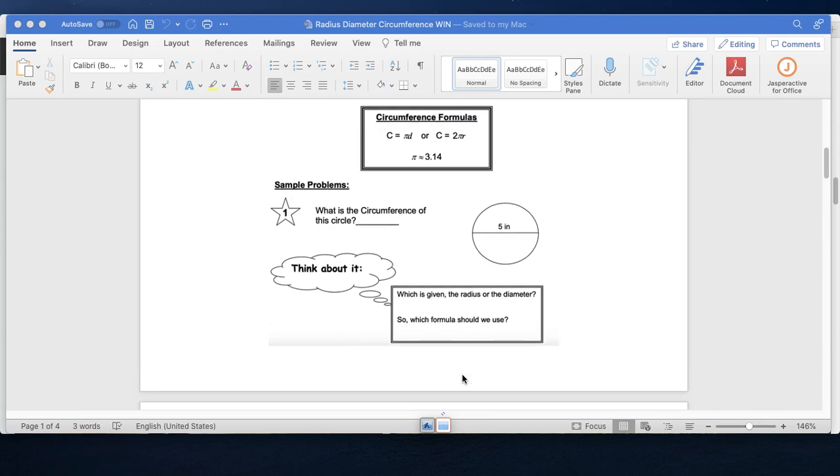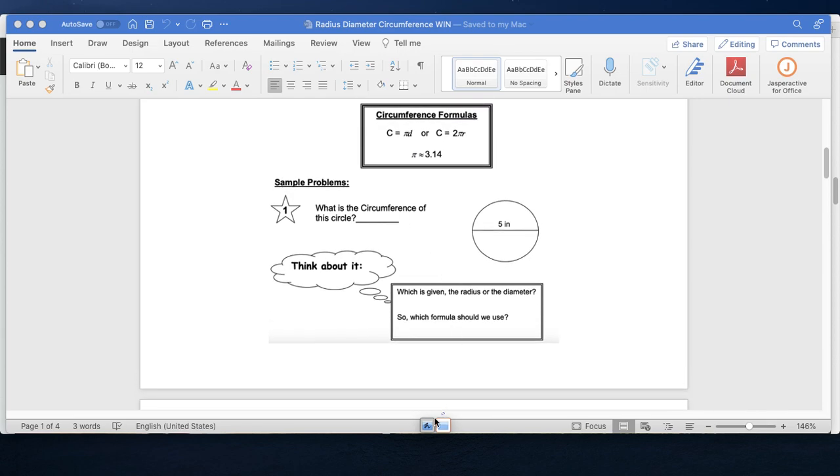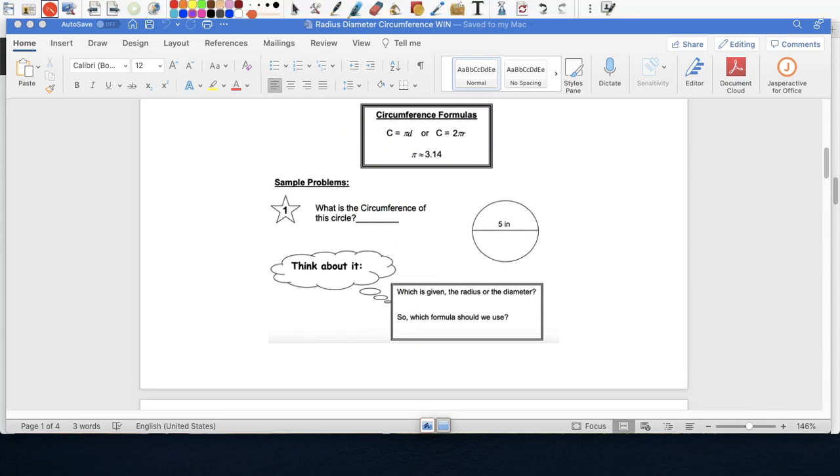So here is a problem. What is the circumference of this circle right here? Well, what's given to me? Is this the radius or is this the diameter? I was given the diameter. So which formula are we going to use? Well, I'm going to use this one here. C equals pi times diameter.